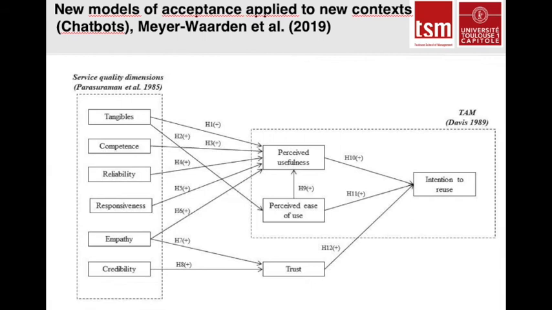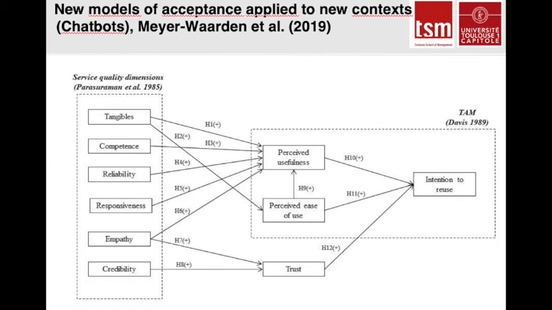In this example, we adapted the basic TAM model based on perceived usefulness, ease of use on intention to use for chatbots. And we enhanced the basic TAM model by the service quality model developed by Parasuraman and colleagues in 1985. So we consider that tangibles, that is material elements of a chatbot, such as technical infrastructure, impacts positively perceived ease of use and perceived usefulness. The competence of the service provider, represented by the chatbot, has also a positive impact on usefulness.